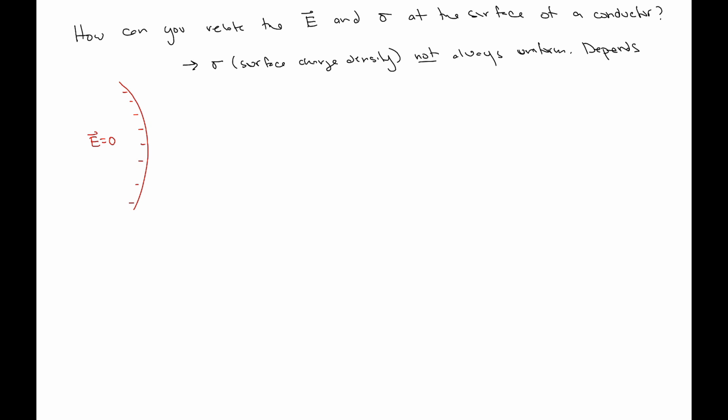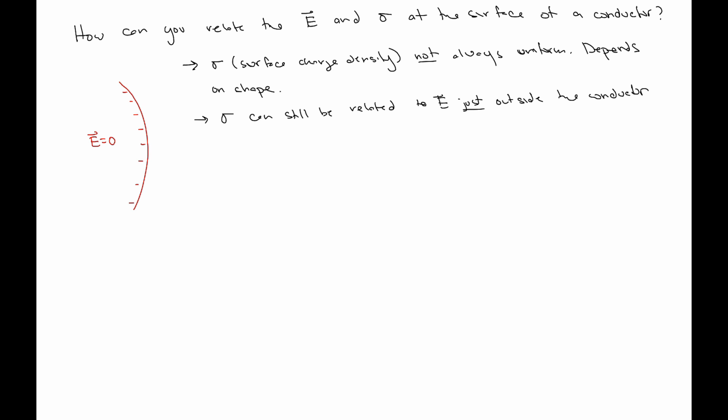Just like I said before, if you've got pointier bits or curvier bits, you're going to get a larger charge accumulation. But even though I know it's not going to be uniform, sigma can still be related to the electric field just outside the conductor. So let's think about how we can do that.